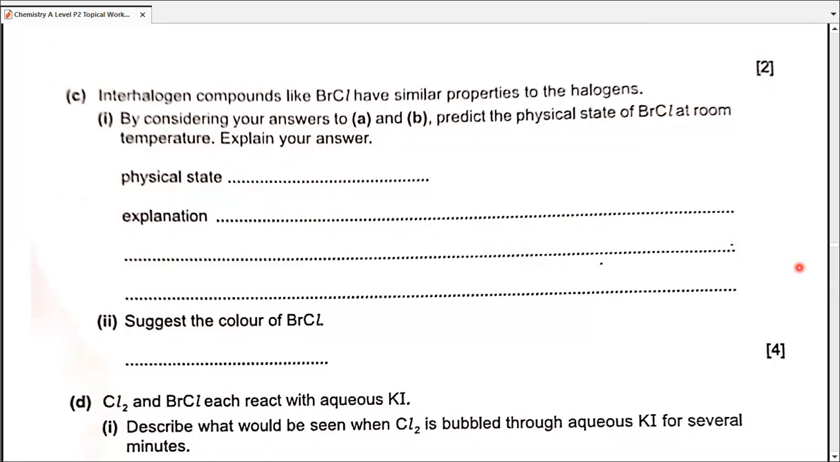Without even solving A and B, the very first line of C is pretty helpful to answer these questions. That line says, I quote, interhalogen compounds like BrCl have similar properties to the halogens. So it must have similar properties to Cl2 or Br2. Keeping that in mind, it's not difficult to start answering from one.